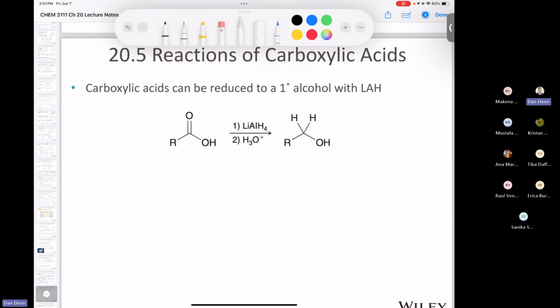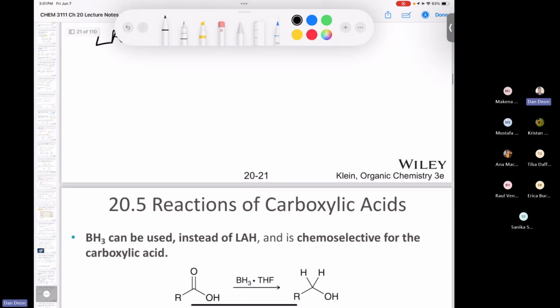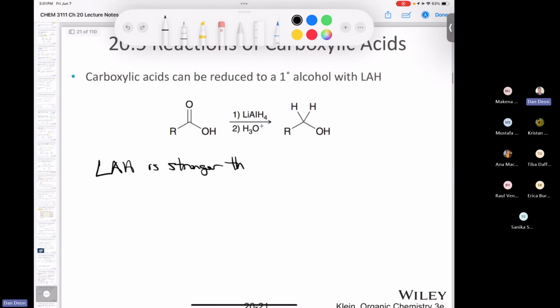And that's going to protonate to give me benzoic acid. So it turns out that you can reduce a carboxylic acid all the way down to a primary alcohol using lithium aluminum hydride. We don't use sodium borohydride for this, but lithium aluminum hydride. Remember, LAH is stronger than sodium borohydride. So you can take the lithium aluminum hydride and reduce the carboxylic acid all the way down to a primary alcohol.